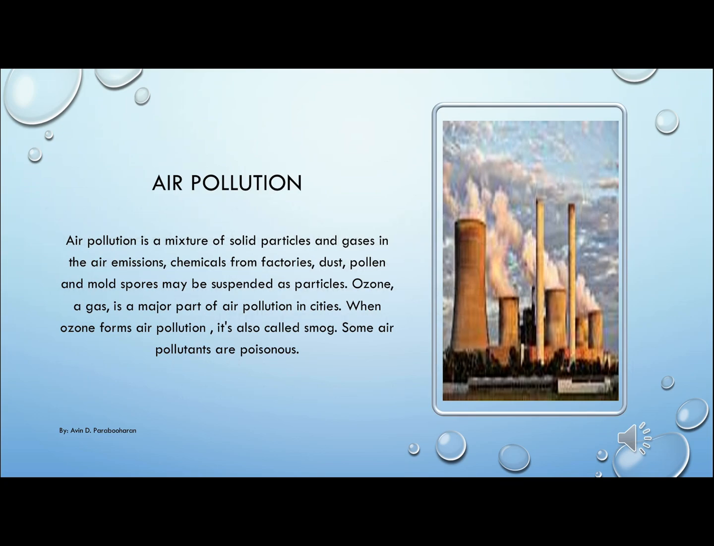Air pollution. Air pollution is a mixture of solid particles and gases in the air emissions. Chemicals from factories, dust, pollen, and mold spores may be suspended as particles. Ozone gas is a major part of pollution in cities. When ozone forms air pollution, it's also called smog. Some air pollutants are poisonous.